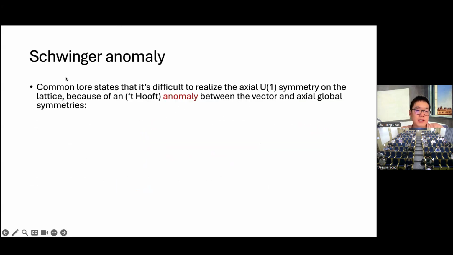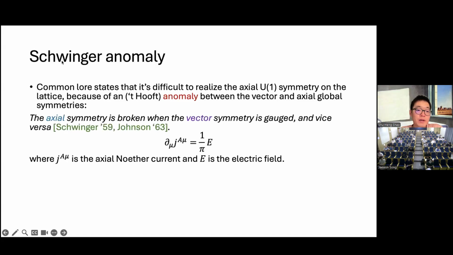Furthermore, common lore states that it's difficult, if not impossible, to realize the axial U(1) symmetry on the lattice because there's an anomaly, to be more precise, a 't Hooft anomaly between the vector and the axial global symmetry. Now, this 't Hooft anomaly implies the following. It is the statement that the axial U(1) symmetry is broken when the vector symmetry is gauged, and vice versa.